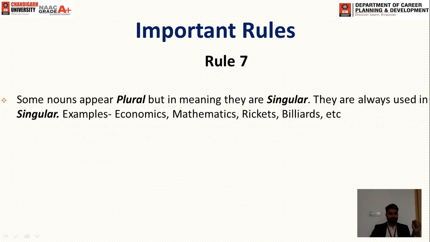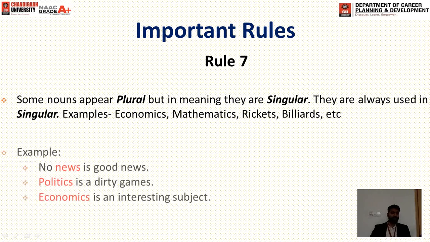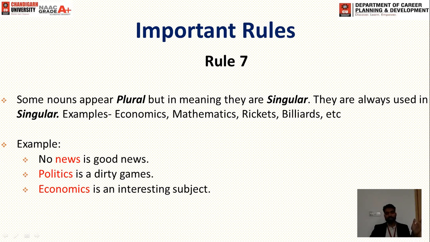Rule number 7: some nouns appear plural, but in meaning they are actually singular, so they are always used in singular. For example, the words economics, mathematics, cricket, billiards, etc. Example: no news is good news. Politics is a dirty game. Economics is an interesting subject. So these are kinds of nouns that appear plural, but are actually singular.